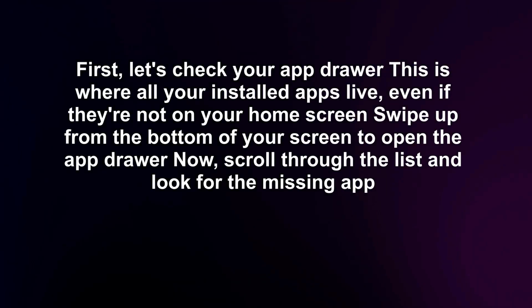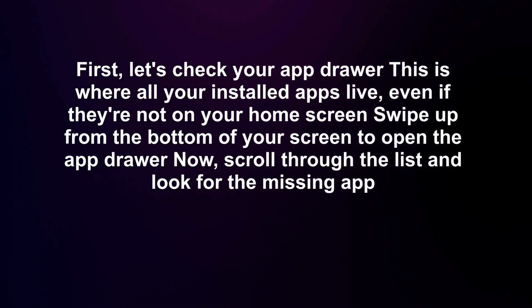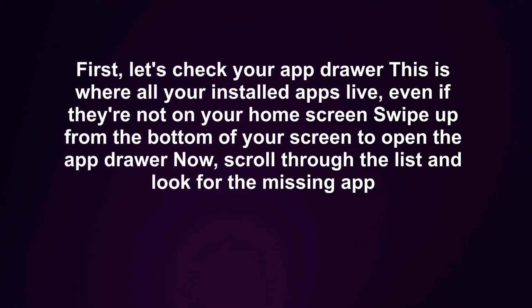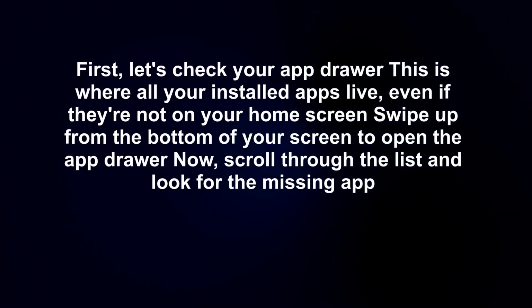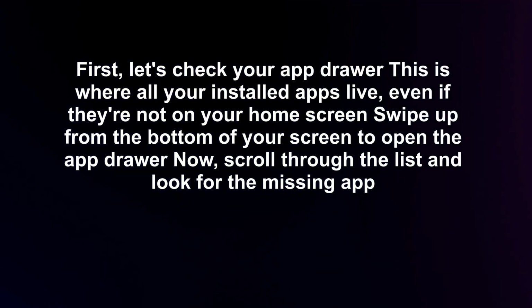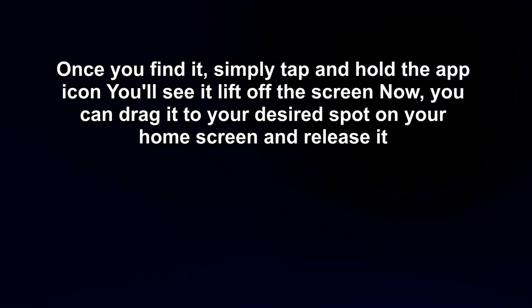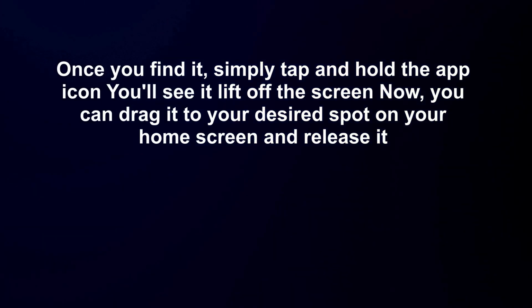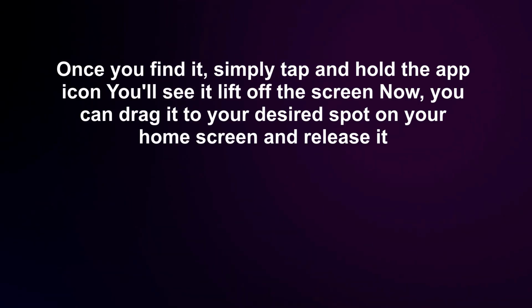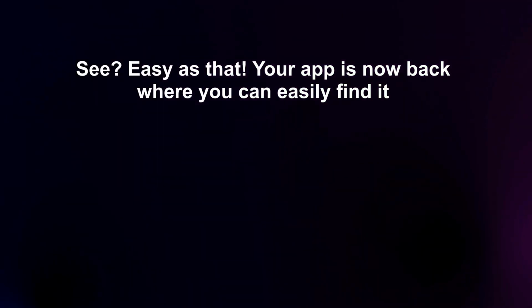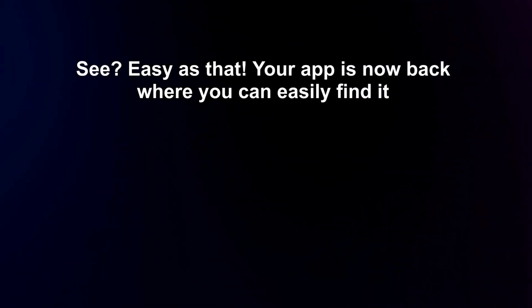First, let's check your app drawer. This is where all your installed apps live, even if they're not on your home screen. Swipe up from the bottom of your screen to open the app drawer now. Scroll through the list and look for the missing app. Once you find it, simply tap and hold the app icon. You'll see it lift off the screen now. You can drag it to your desired spot on your home screen and release it. See, easy as that. Your app is now back where you can easily find it.